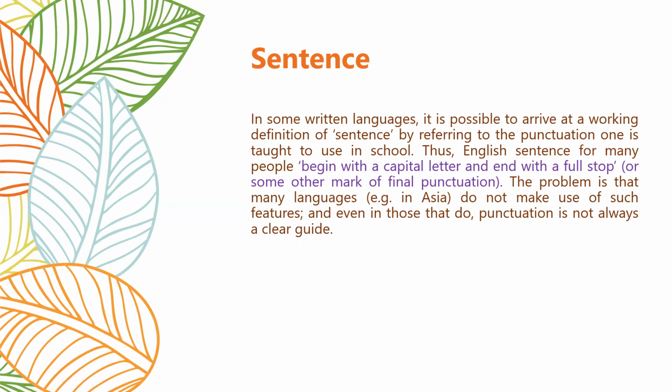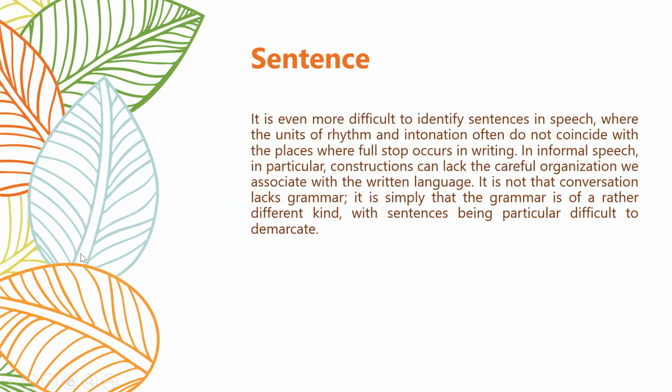So what can we do? It is even more difficult to identify sentences in speech, where the units of rhythm and intonation often do not coincide with the places where full stops occur in writing. Spoken English and written English are different sometimes. In spoken English, sometimes we use intonation, sometimes rhythm, pitch, tone, different things. Paralinguistic features, we can say.